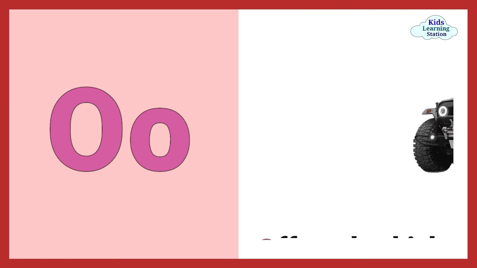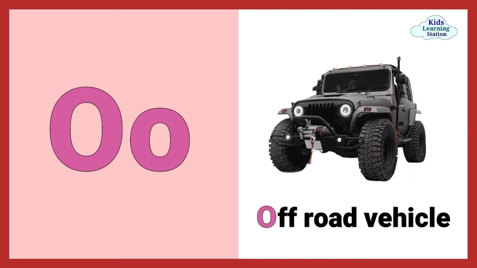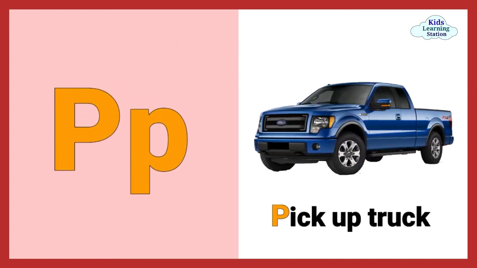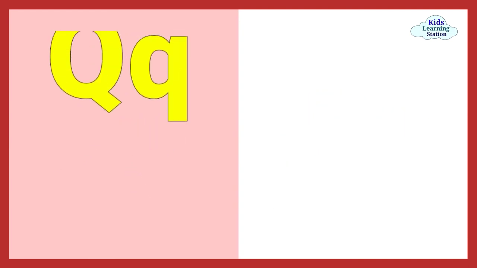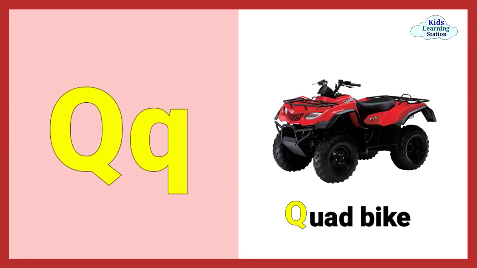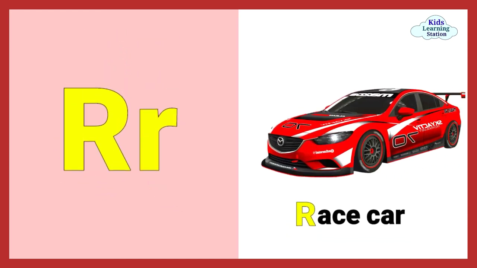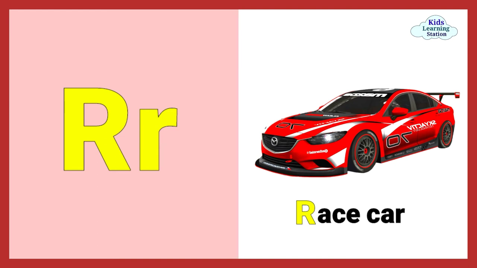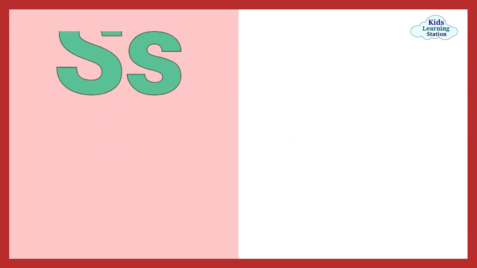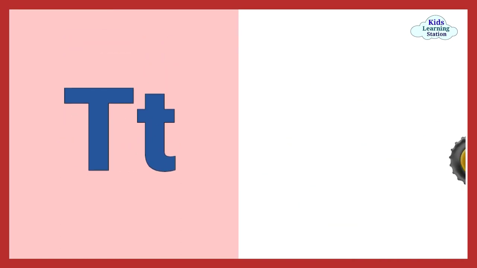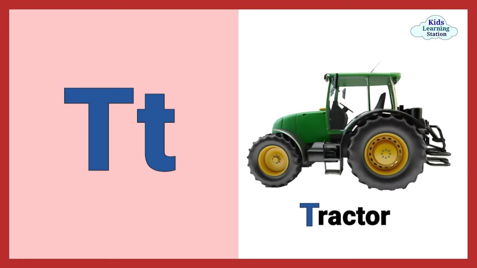O is for off-road vehicle, off-road vehicle. P is for pickup truck, pickup truck. Q is for quad bike, quad bike. R is for race car, race car. S is for scooter, scooter. T is for tractor, tractor.